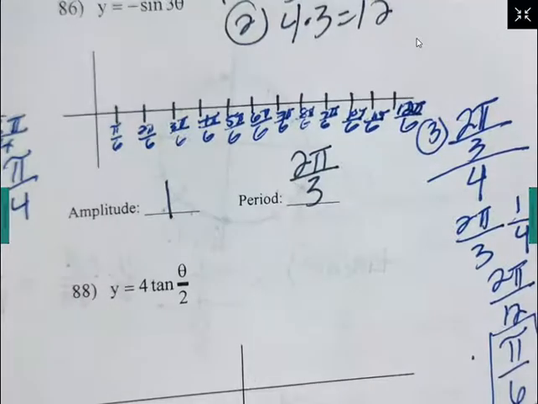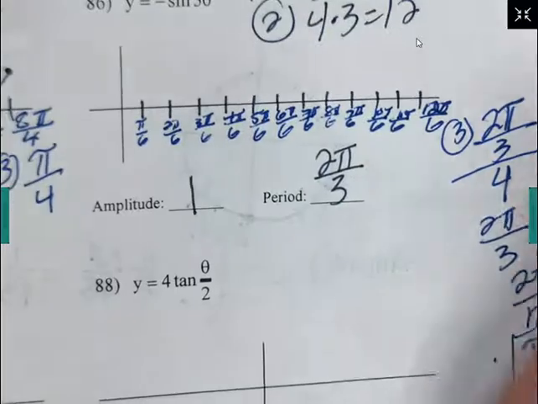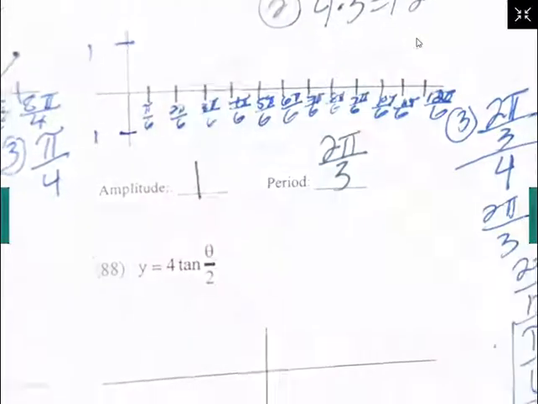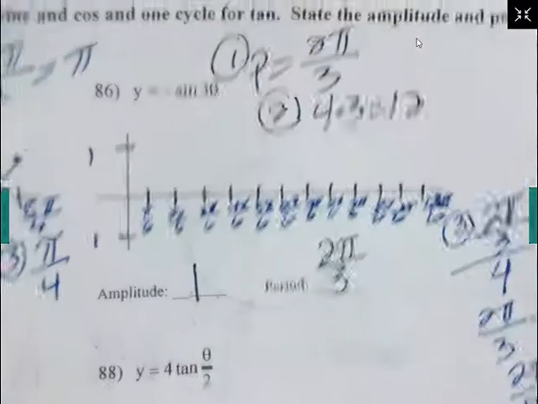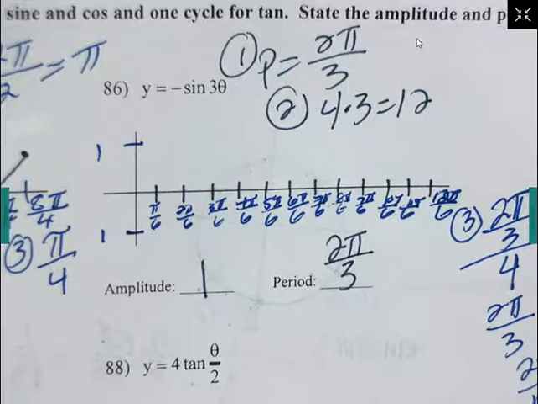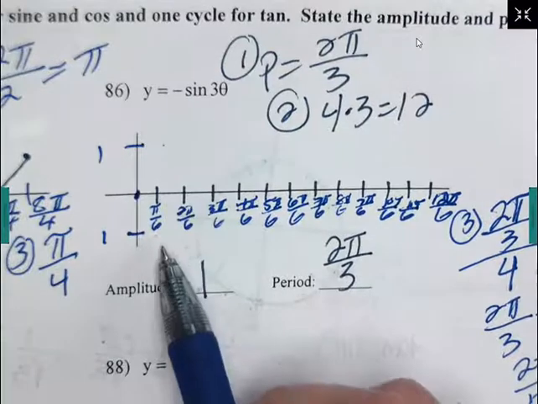Okay, any questions so far? Our amplitude, as we have already said, is 1, so there's a 1 here and a negative 1. Now, for sine functions, where do we start? Do we start at our origin or our amplitude? Origin, right. Now, how do I know if my first point goes here or here?